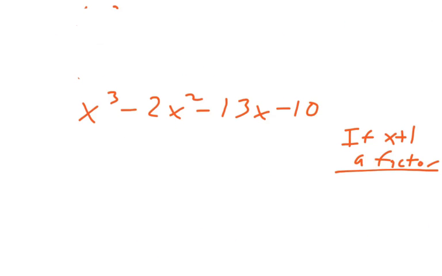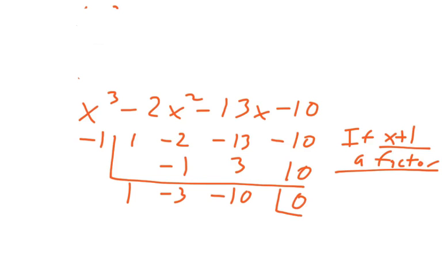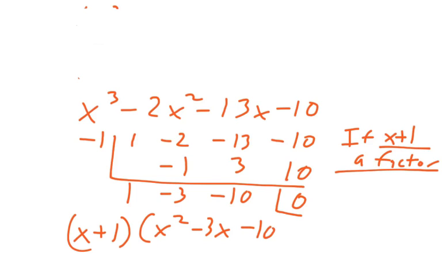Alright, in this particular problem, we want to know if this is a factor. So when I do 1, negative 2, negative 13, negative 10, I'm going to divide by negative 1 because we got x plus 1. 1, negative 3, negative 10, and 0. So x plus 1 is a factor, and the other factor would be x squared minus 3x minus 10.